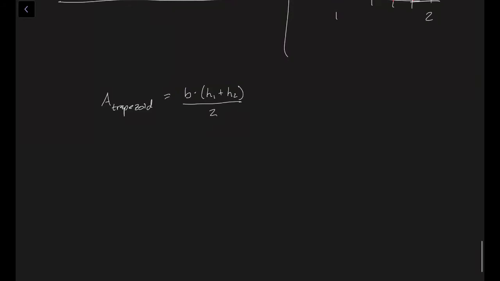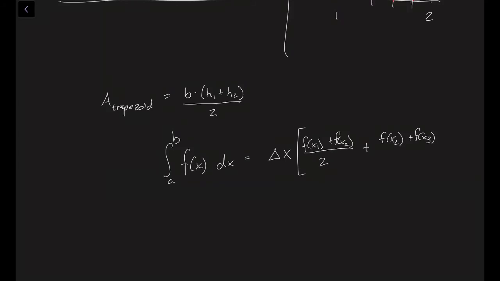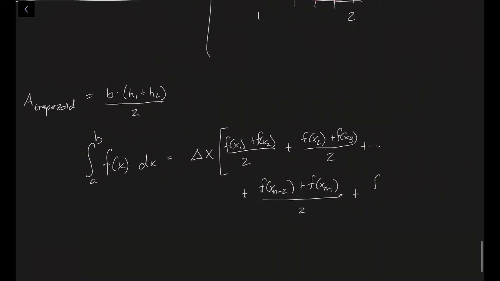So if we're looking at, say, a generic function, say f of x from a to b, what we're going to have is base, which our base is always going to be delta x, times f of x1 plus f of x2 over 2. And then we're going to have f of x2 plus f of x3 over 2, and so on, plus f of xn minus 2 plus f of xn minus 1 over 2, plus f of xn minus 1 plus f of xn over 2.